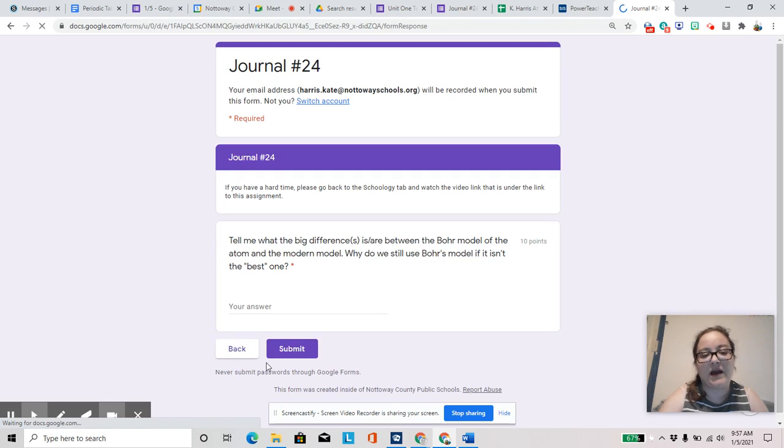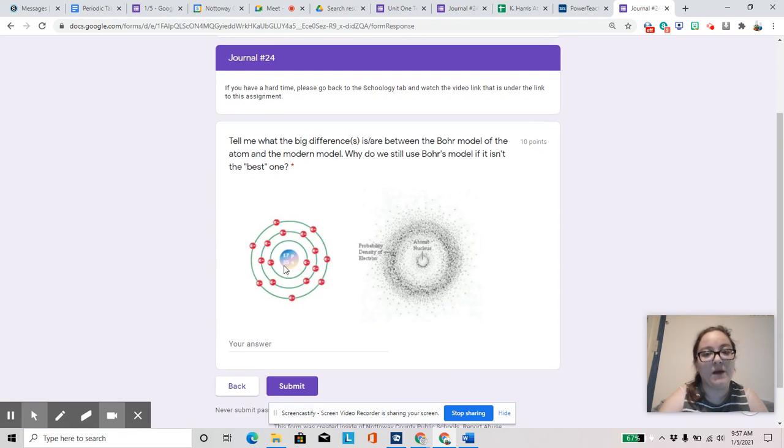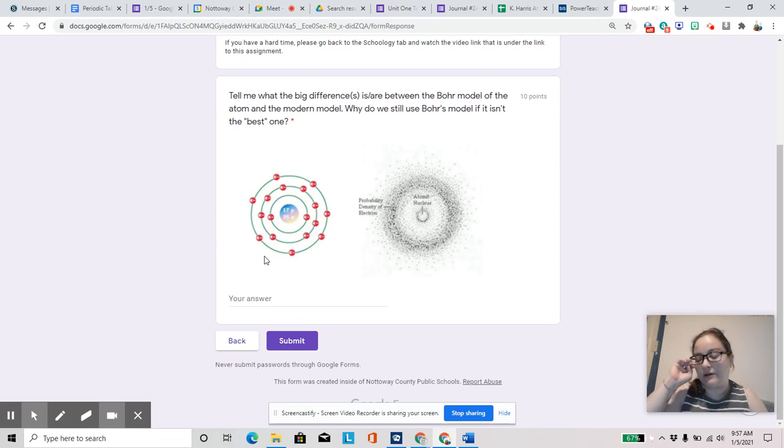And the question is about the difference between the Bohr model and the modern model of the atom. And I've given you a little picture here to kind of jog your brain because I know it's been a little while and Christmas break and all that. But remember these? I say Bohr, you say ring, right? I say modern, you say Schrodinger. But three-dimensional is also the thing that we need to think about here.